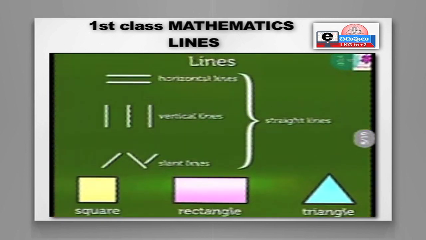Based on these lines we can draw some diagrams. We can also see a rectangle, square and triangle. Three diagrams are there. They are just attaching some lines and they form a diagram. With the straight lines you can draw a house diagram, right? I hope you tried once.